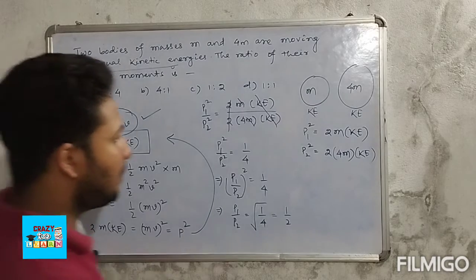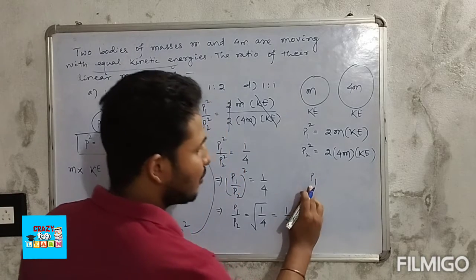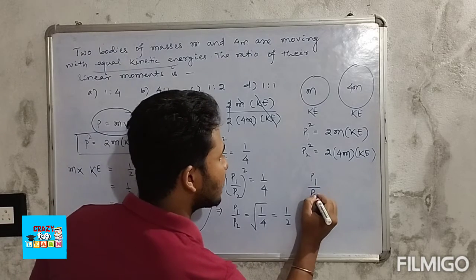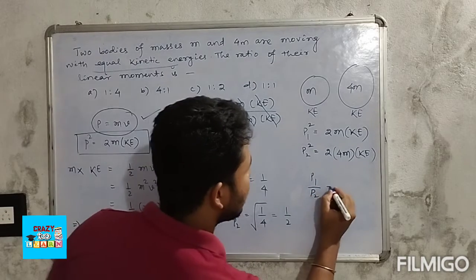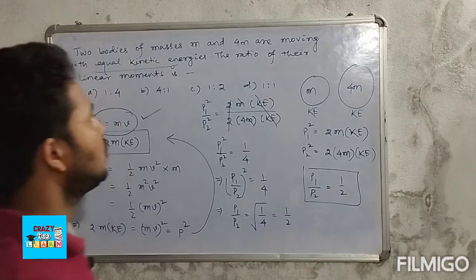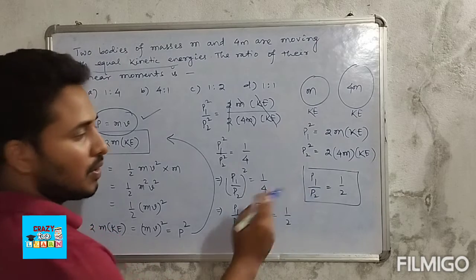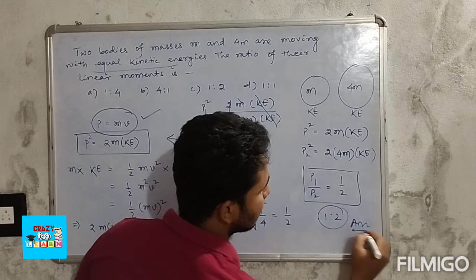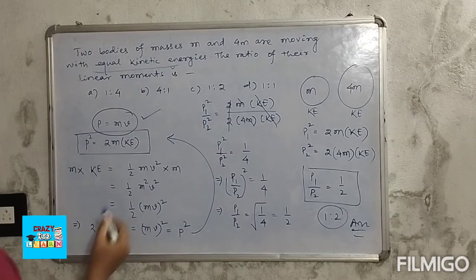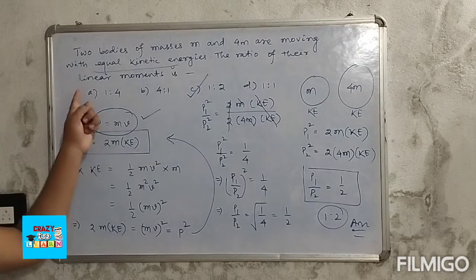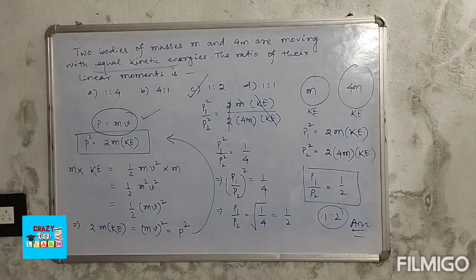So P1 by P2 is equal to 1 by 2, where P1 is the linear momentum of the first body and P2 is the linear momentum of the second body. So what will be the ratio of the linear momentum of the two bodies? 1:2, which is your answer. So which one is the correct one? C is the correct option. The ratio of the linear momentum is 1:2. Clear?